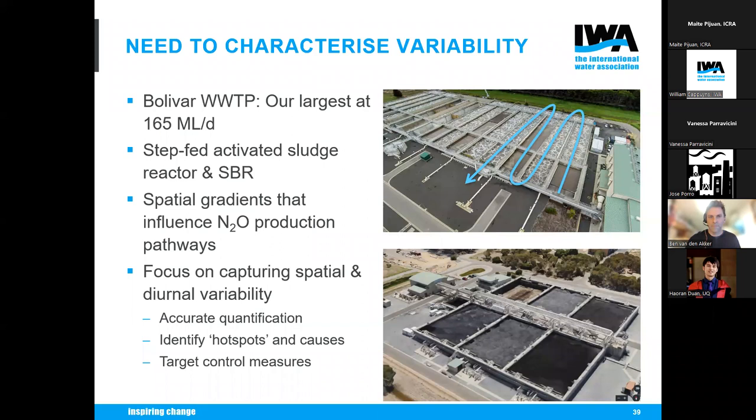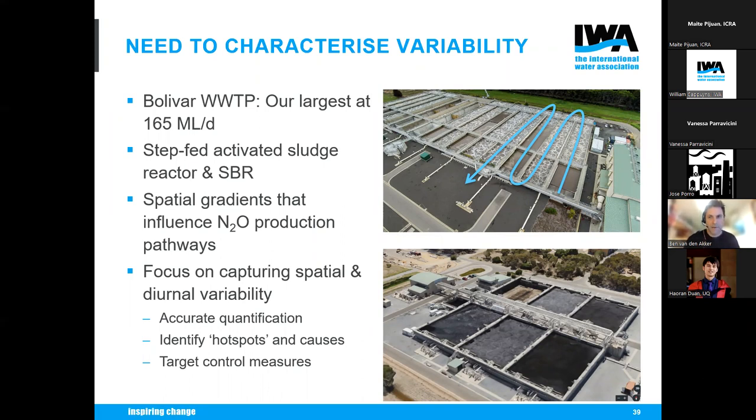When it comes to our activated sludge reactor, our step-fed reactor, we get spatial gradients in many parameters. You get spatial gradients in dissolved oxygen, nitrogen concentration and biomass concentration. And these can impact nitrous oxide production in different ways. So the focus of this work was trying to capture this spatial variability in nitrous oxide emission, as well as the diurnal variability. This is, of course, required in order to enable accurate quantification of our emissions.